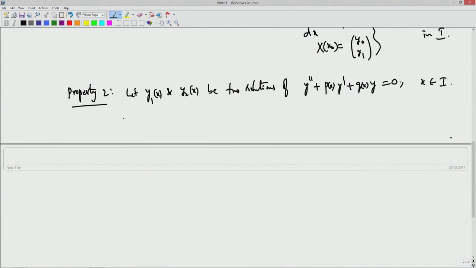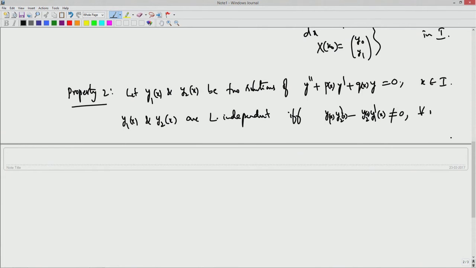Given this, when do I know that they are linearly independent? So y1 of x and y2 of x are linearly independent if and only if these solutions y1 and y2 satisfy the expression y1 y2 dash minus y2 y1 dash, which are functions of x, not equal to 0 for every x in I. So this is property number 2.